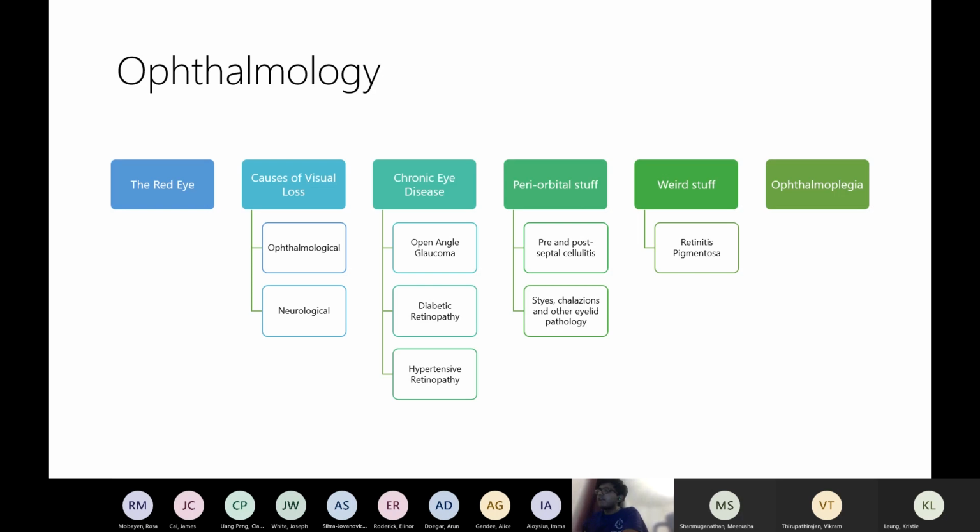Also, at the end, if anyone is interested in the Duke Elder, we can talk about that briefly at the end as well, because that's an exam that people often do in 5th year. You shouldn't be pressured into doing it, but if you're interested, stick around.